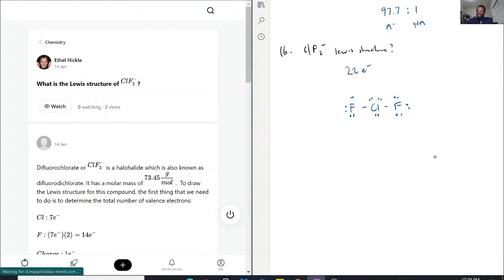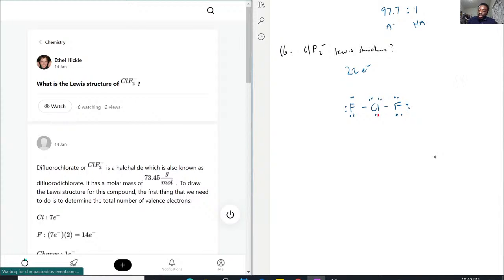So do we have 22 electrons? Let's see. We have 3, 6, 9 lone pairs and 2 bonds, okay? And if you add it, that's 11 times 2. That is indeed 22 electrons, which is a great start. Now, with that out of the way, let's see what else it says. We want a formal charge of zeros throughout. Can we get that with this?